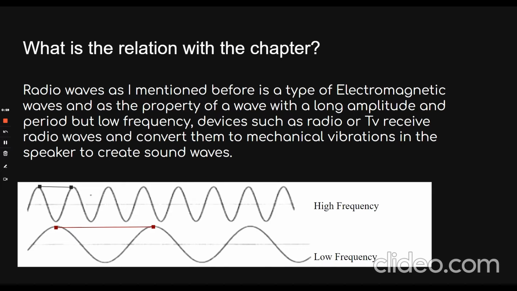Radio waves, as I mentioned before, are a type of electromagnetic wave and have the property of a wave with a long wavelength and period but low frequency. Devices such as radio or TV receive radio waves and convert them to mechanical vibrations in the speaker to create sound waves. The first image at the top shows a wave with a high frequency but perhaps less range, and the one at the bottom is one with a lower frequency but a long distance.